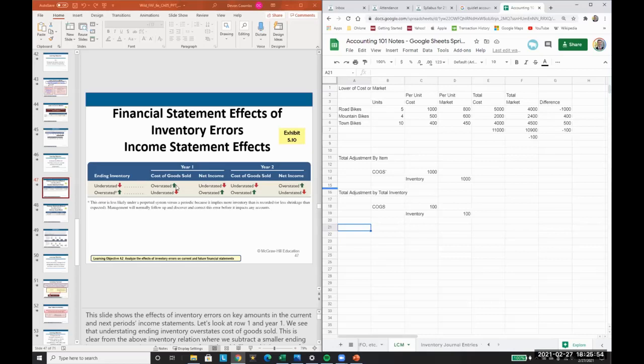And then in year 2, we're going to flip that. Because we recognized too much cost of goods sold in year 1, we're going to impact year 2. There's going to be less cost of goods sold for year 2. And so this is where we have to be very careful. If we mess up one year of income, especially with inventory, it affects all future years.